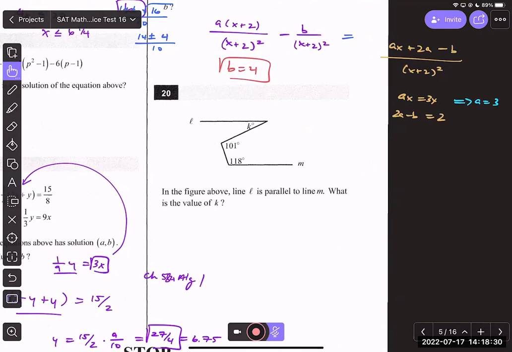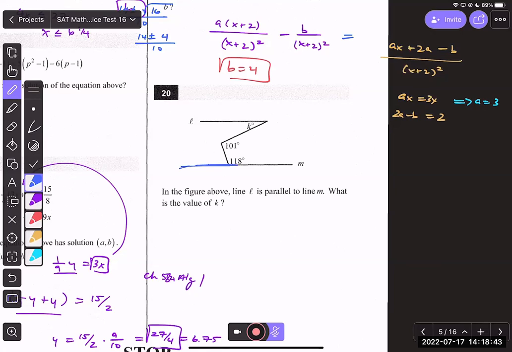And lastly, problem number 20. In the figure above, line L is parallel to line M. What is the value of K? So for this question, there's a couple things that you can do. First off, you want to extend some of your lines. So if I extend line M here, extend line L here, that should give us a little bit more information to work with. A couple things right away. First off, this angle right here is equal to 180 minus 118, which means that angle should be 62 degrees.